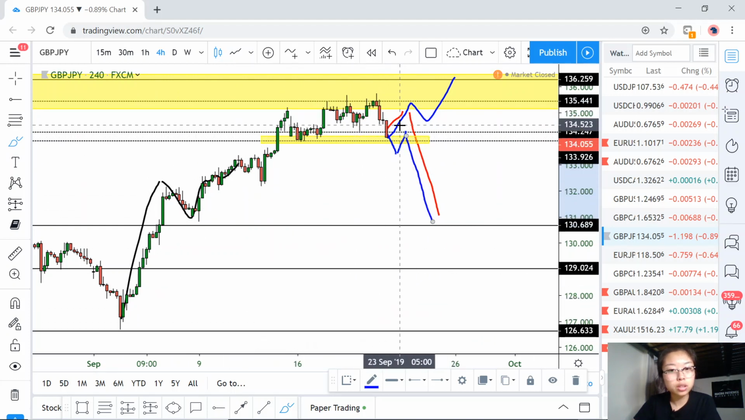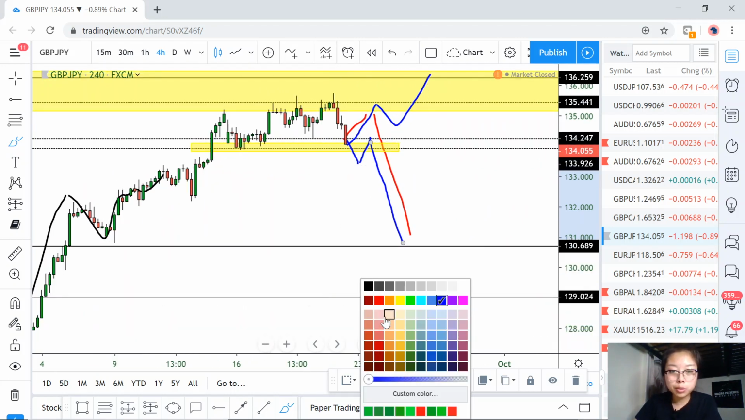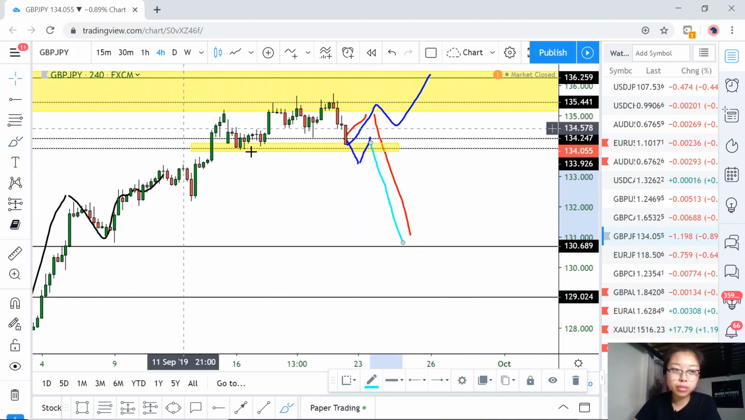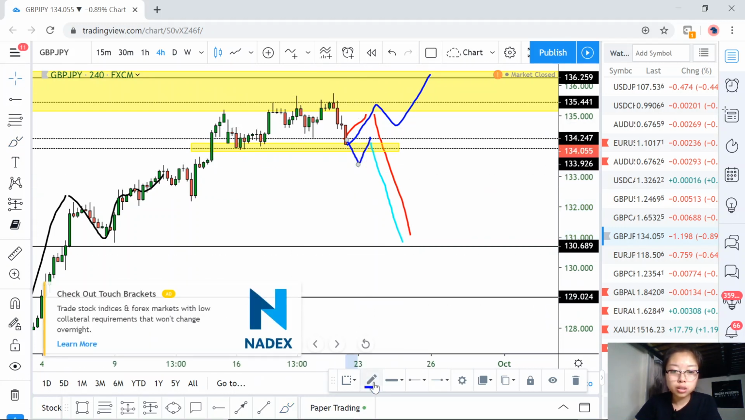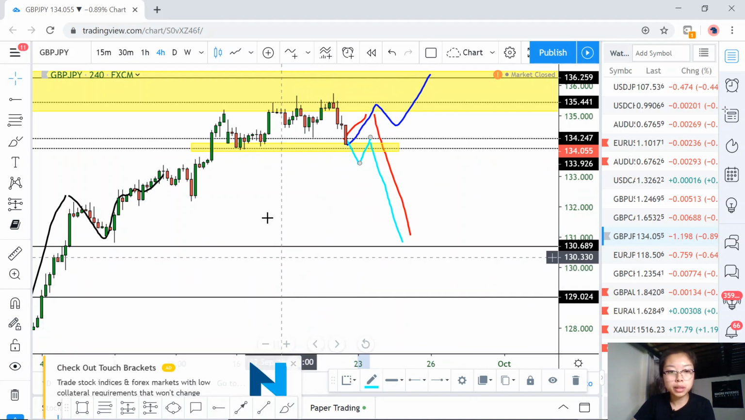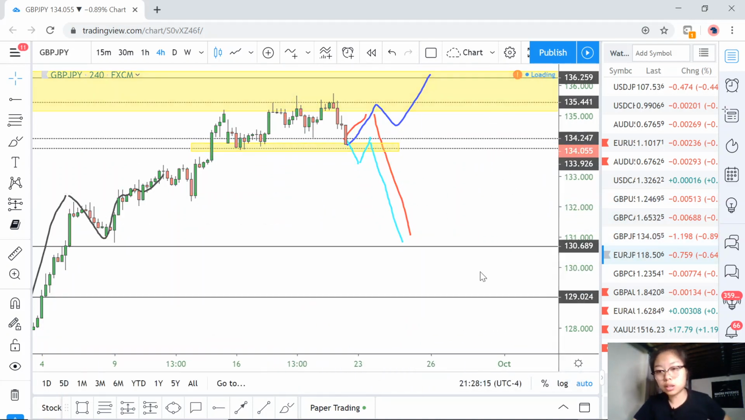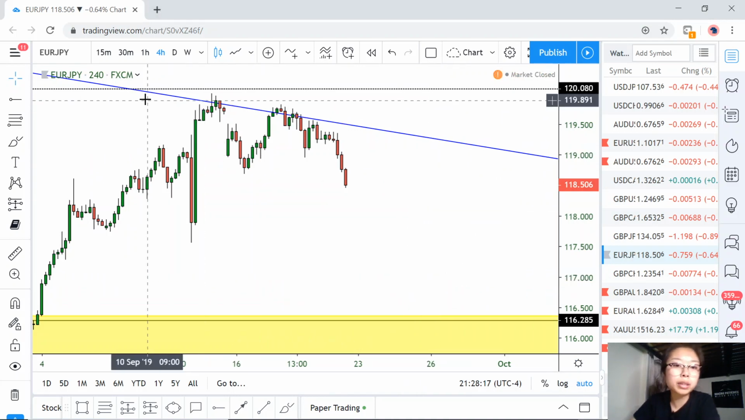So that's around 2 or 3 scenarios for GJ. I'll update you guys on that if I have the chance, but I won't be keeping my eyes on like 15 pairs, so you guys need to pick what you want to trade and do that. Let's move on to Euro Jappy.